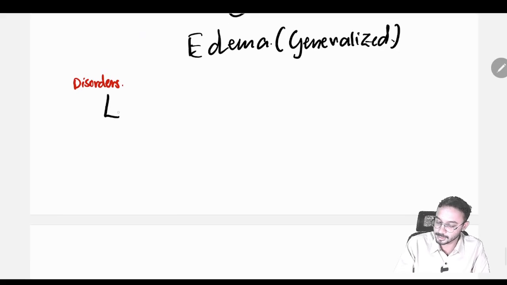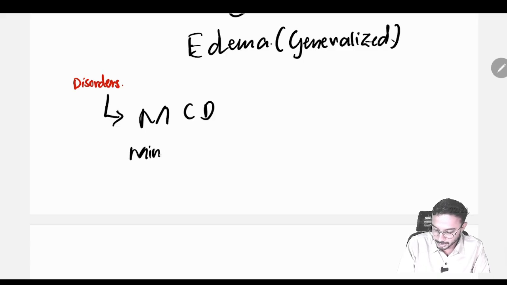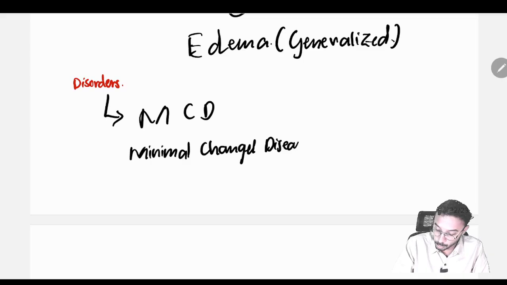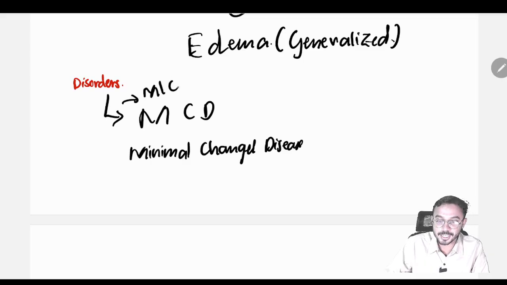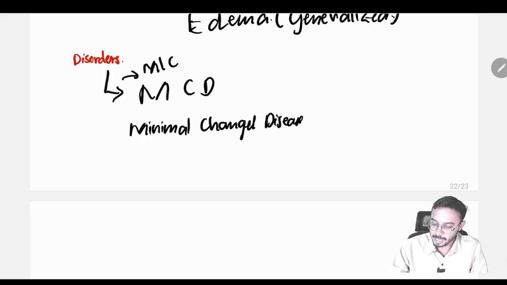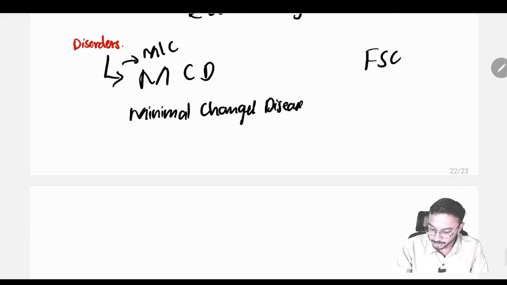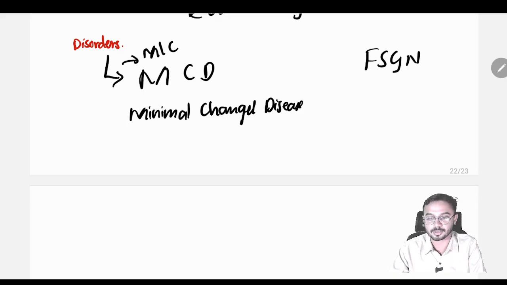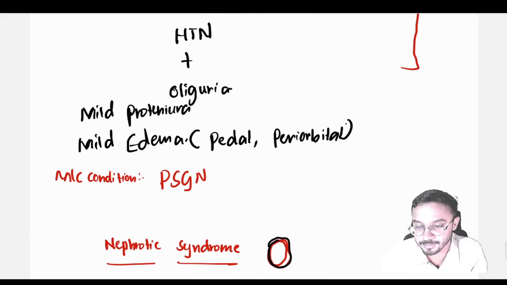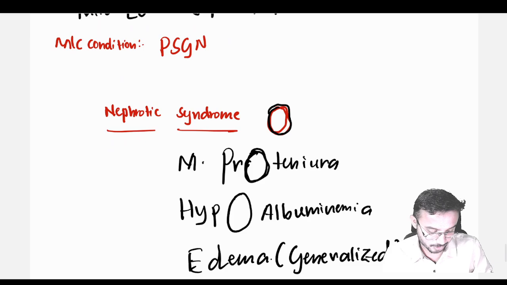So what are all the disorders? MCD, minimal change disease. This is the overall most common disorder that is associated with nephrotic syndrome. And FSGS, focal segmental glomerulosclerosis. So these are all the disorders that are associated with nephritic and nephrotic syndrome.